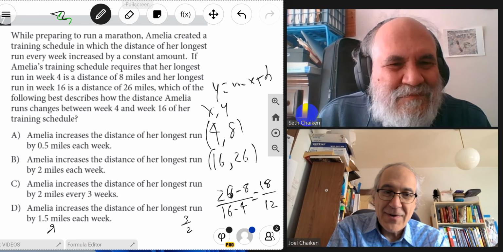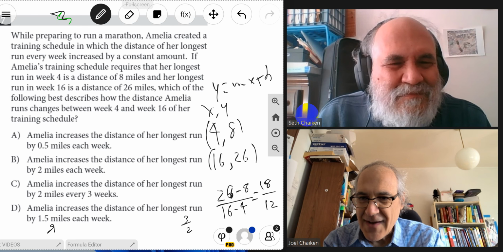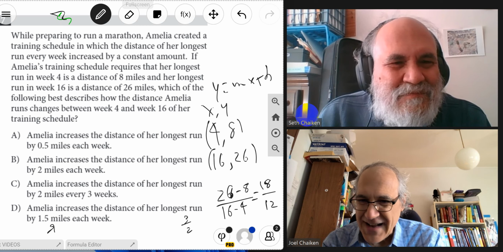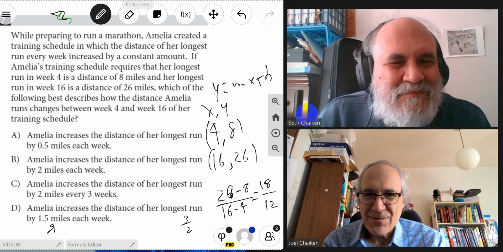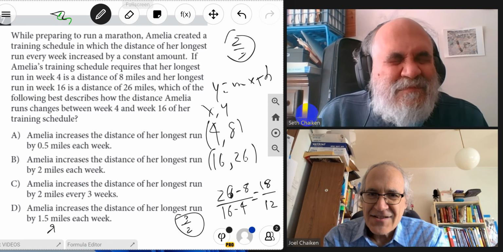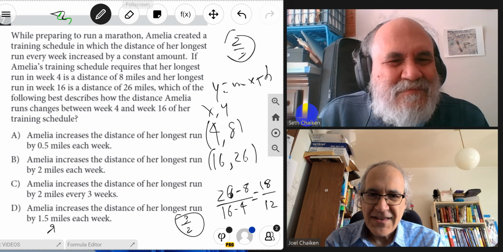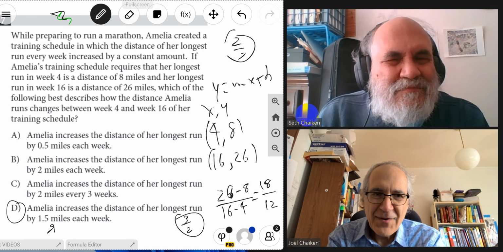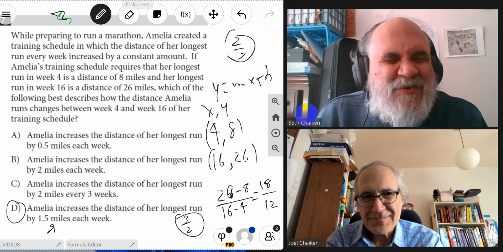Now we read the question, now we read the answers. Amelia increases by a half mile each week? No. 2 miles every 3 weeks? Well, that's 2/3. Oh, that's the reciprocal of the answer. Amelia increases her longest run by 1.5 miles each week. Aha. That's the slope. So I think that's the answer. Now, what do you think? That looks good to me.